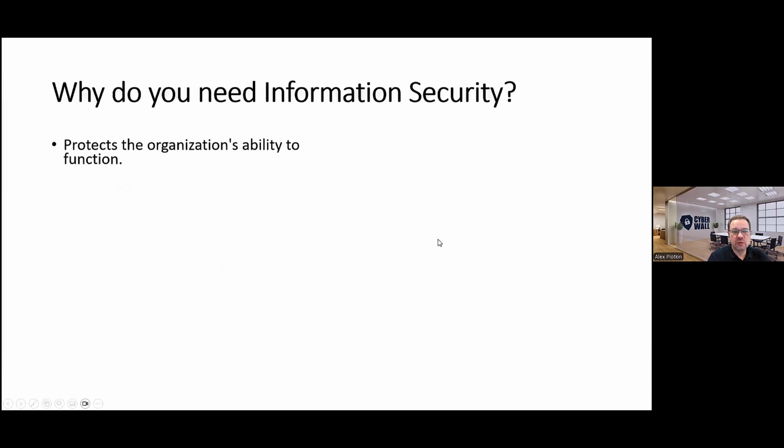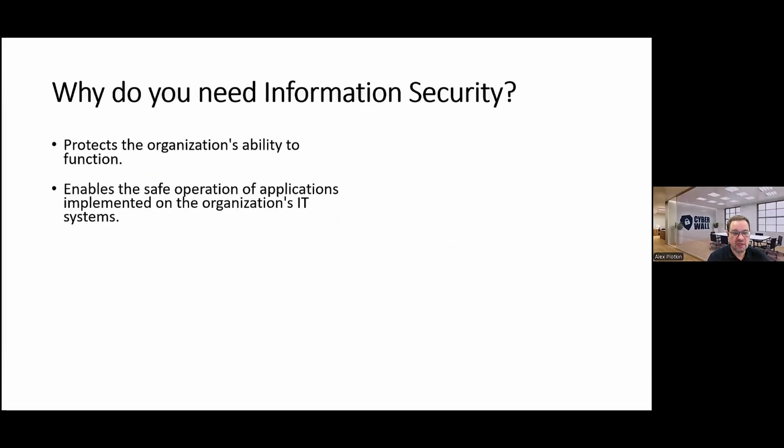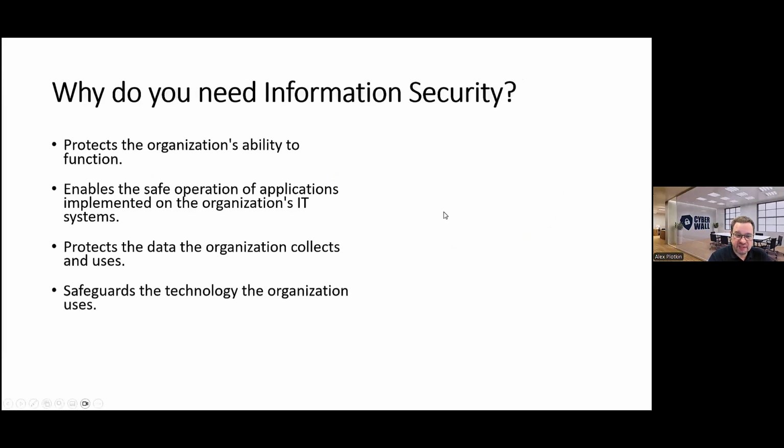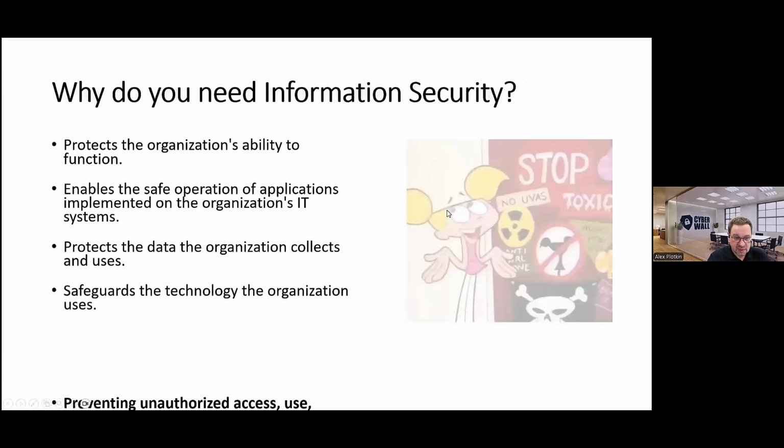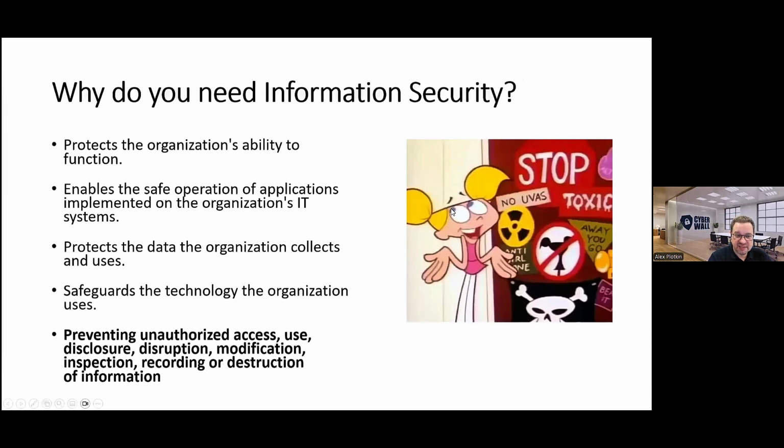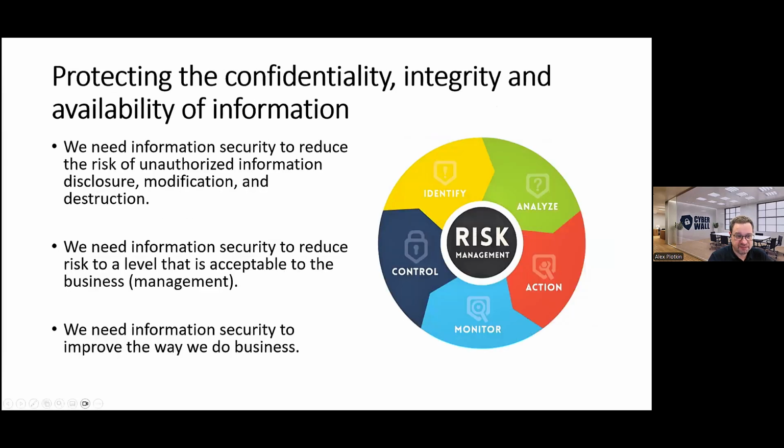So why do we need information security? First and foremost, to protect the organizational ability to function. If we don't have our databases, if we don't have our systems, we obviously cannot function. We want to enable the safe operation of applications in our IT. We want to protect the data that the organization collected and our users. We want to protect technology that the organization uses and prevent the same three things: the unauthorized access, disclosure, disruption, modification, or destruction of information that the company collected.